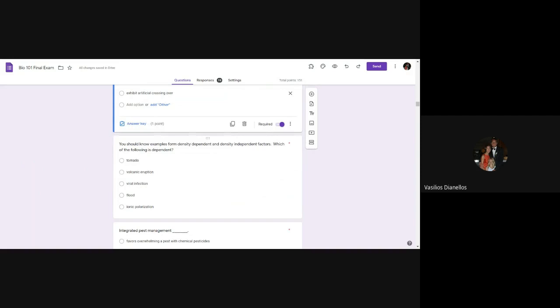You should know examples from density-dependent factors. Again, this is another question about density-dependent or independent. The last one said, hey, this is the thing that happened. Is it density-dependent or density-independent? This one's saying, hey, which one of these is density-dependent? So it's sort of the same question, just asked a different way. Anyway, which of the following is density dependent?